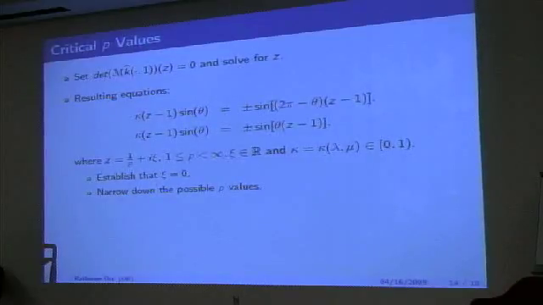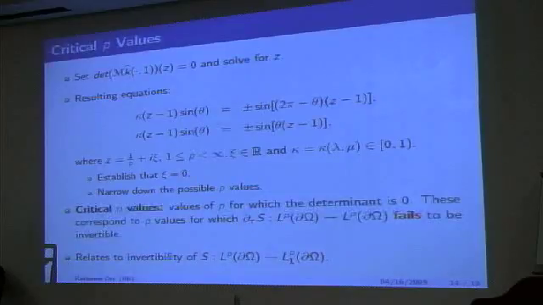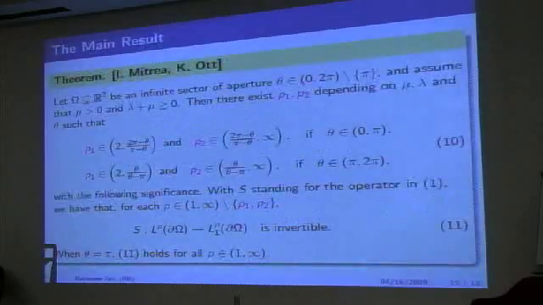Then we're looking to narrow down the possible p-values where these are solved. That's going to show us integrability indices where the determinant is 0, and this is where the operator will no longer be invertible. We call these the critical p-values. These are the p-values which make this determinant equal to 0, and therefore cause the invertibility to fail for our tangential derivative, which of course we then want to relay back to the invertibility of S itself.